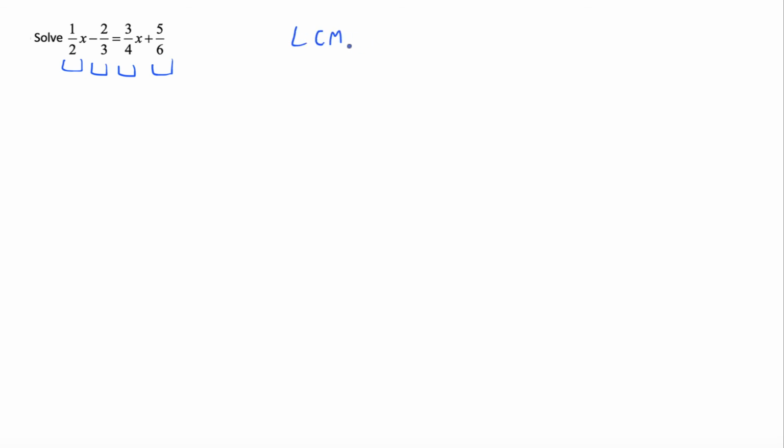We want to find the smallest number that all 4 of these numbers are divisible into. So we have the 2, the 3, the 4, and the 6. We want to find the LCM of these. We can do this just by listing out all the multiples of 2. What are the multiples of 2? It's 2, 4, 6, 8, 10, 12, and we can keep going.